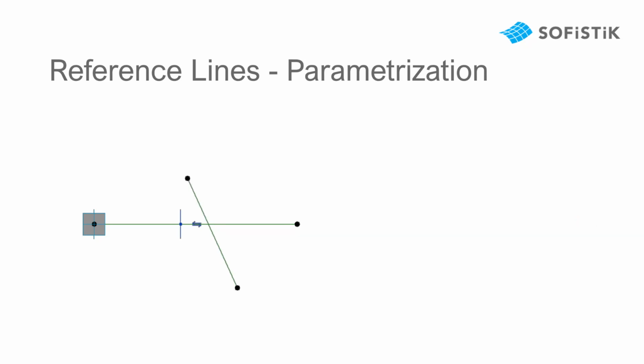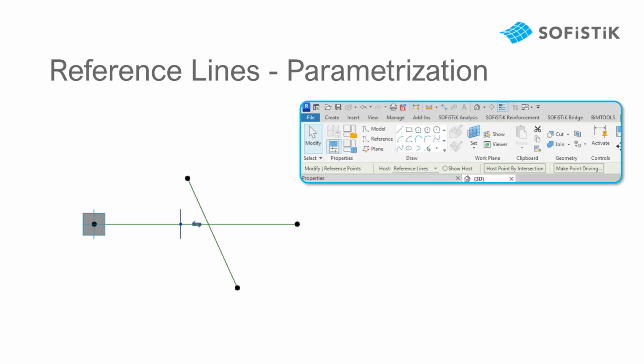In my opinion, the most powerful application of reference lines is to create points at specific intersections. Meaning that the point itself, once it's placed onto the reference line, gets additional modify options. You can see them here in the green bar, where we have the option to host by intersection. This is especially powerful as it doesn't matter to the program how complex the intersection between the two lines is, it will still find the intersection and align the point accordingly.